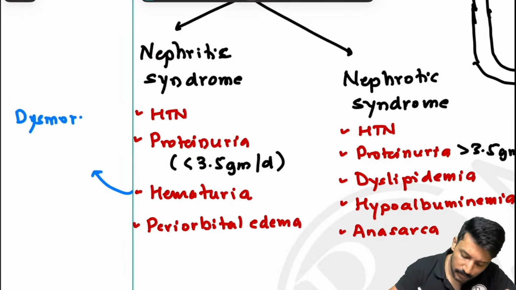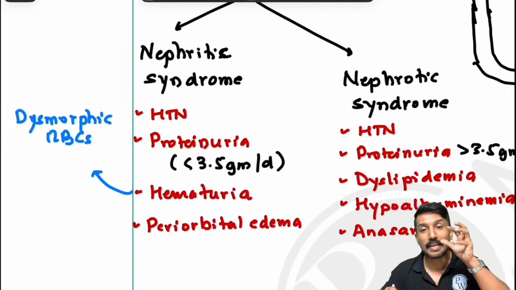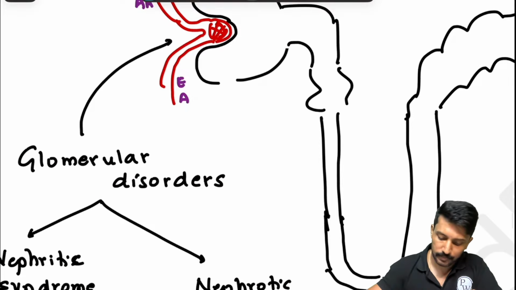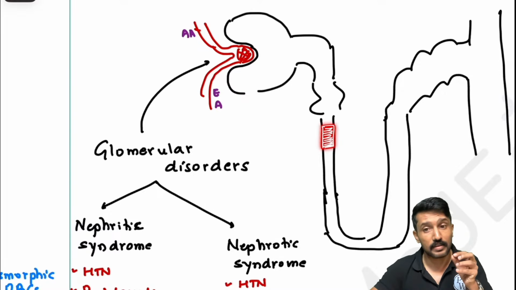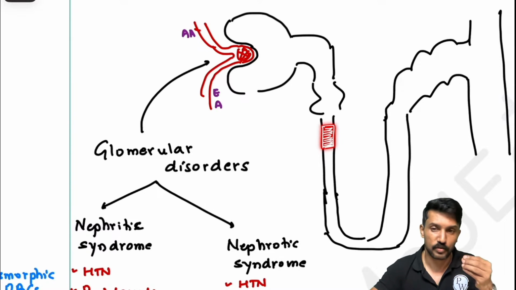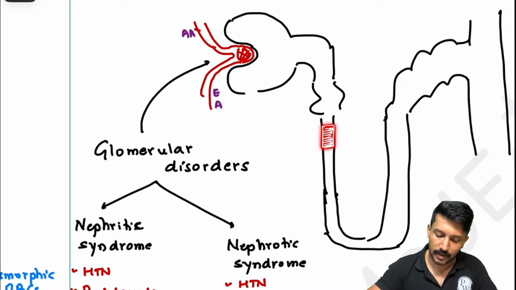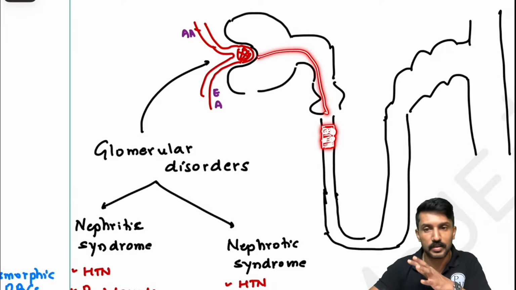And not just the dysmorphic RBCs. These dysmorphic RBCs will get impregnated on what we call... see, normally in these renal tubules, there is formation of casts called hyaline casts, which are made of Tamm-Horsfall protein. But then RBCs coming from here will get impregnated on it, and then we will convert these hyaline casts into what we call RBC casts.